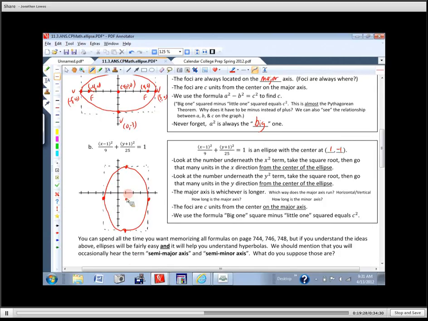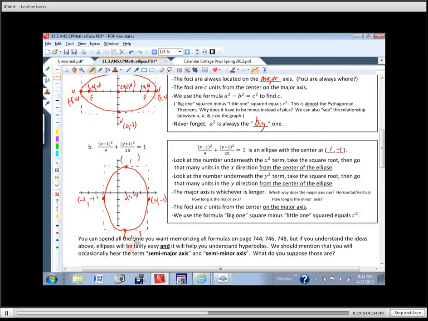Okay, the center is at 1, negative 1, and then we'll label the vertices. Again, because all we're doing is going in the x direction, I went forward 3, so this is going to be 4, negative 1. I went back 3, so this is going to be negative 2, negative 1. I went up 5, and I went down 5.